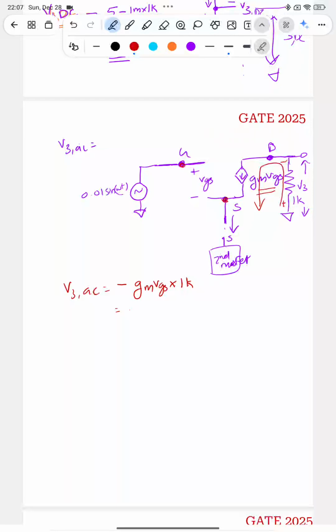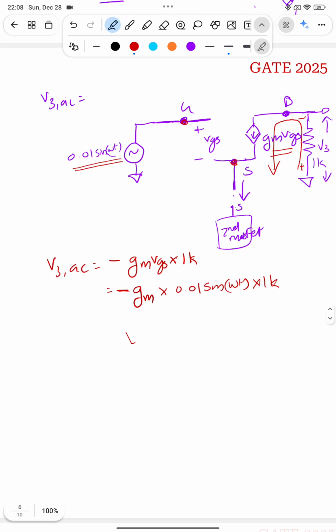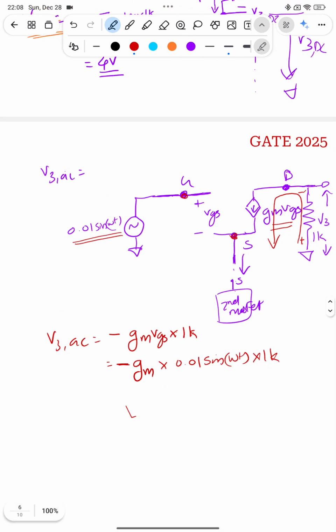Okay, so what is this voltage? This voltage is equal to this voltage, right? 0.01 sin omega t. So it is equal to minus gm VGS, sorry, not VGS. So this voltage is this into 0.01 sin omega t. So this is the VGS, that into 1K.